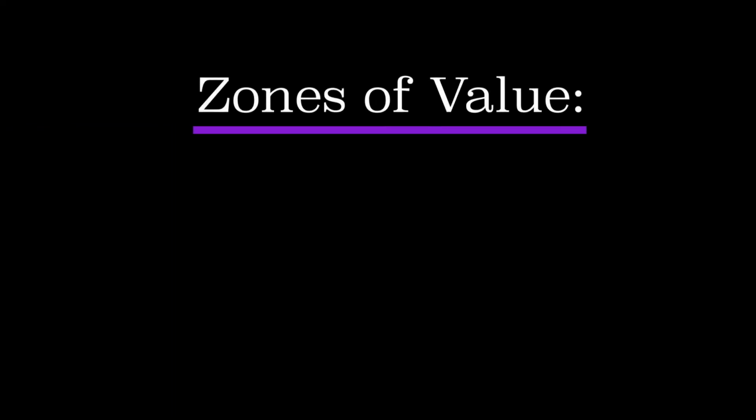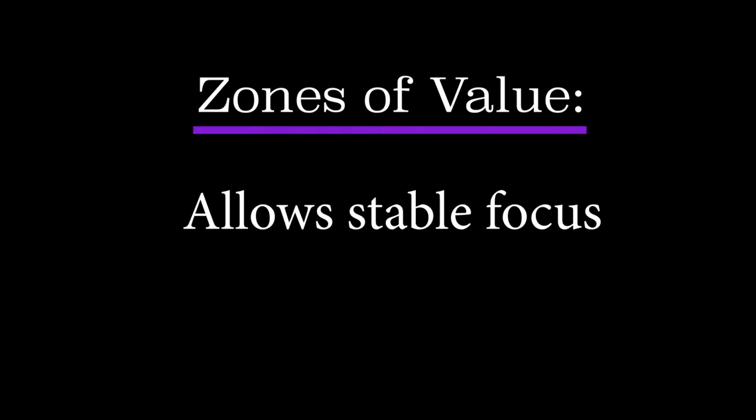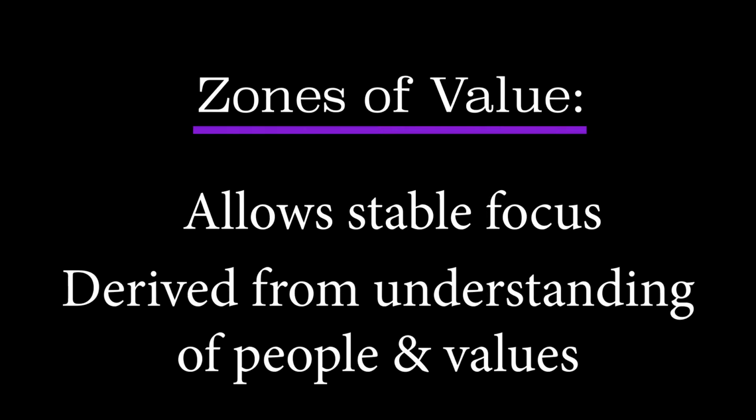So the zones of value is an experience framework for architecting your product or service in a human-centric way. And it allows people to stay focused on stakeholder value throughout the product development lifecycle. It is derived from a very deep understanding of people and what they value across the board. The framework can take any shape. The framework is designed in a nonlinear way on purpose, right?